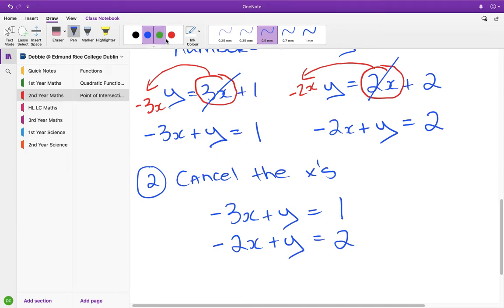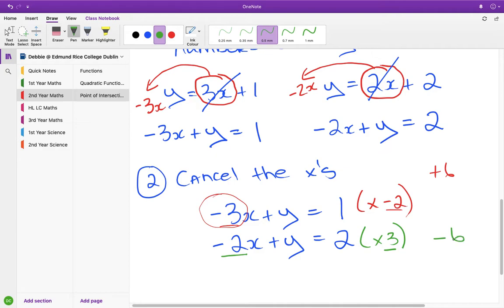So if I multiply this top line here by minus 2, if I multiply minus 3 by minus 2, that's going to give me a plus 6 here. Alright? So that means if I've got a plus 6 here, I'm going to need a minus 6 here. So if I multiply this by 3, if you do minus 2 by 3, that's minus 6 here. So now I would have a plus 6 in this position, a minus 6 in this position, and that's what I need for cancelling.